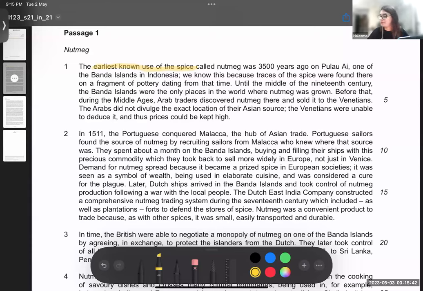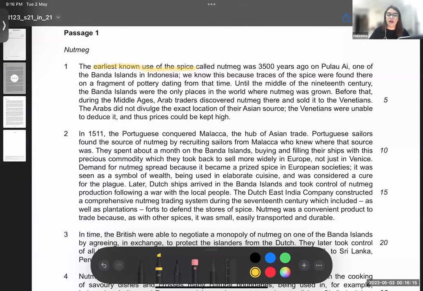That's all fine. Okay. So we basically have to highlight anything that we read through the passage which we think might be important in talking about our content points, which were number one, the use of nutmeg in earlier times and its spread. Number two, the use of nutmeg in modern times. So that's the two content points that they're looking for. So while you read, you highlight anything that you see as important within the passage. So you look at the passage. The earliest known use of the spice was in Palau Ai, one of the Banda Islands in Indonesia.